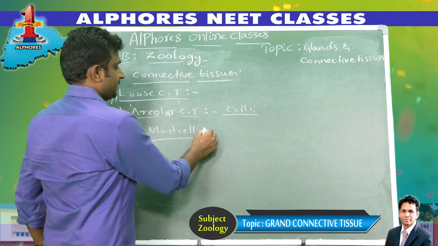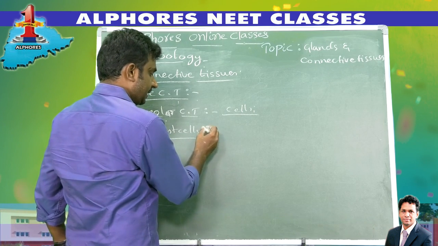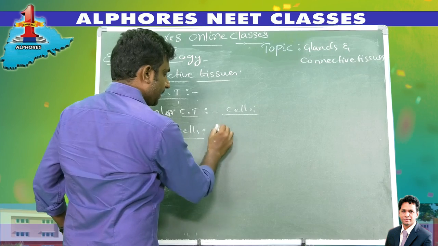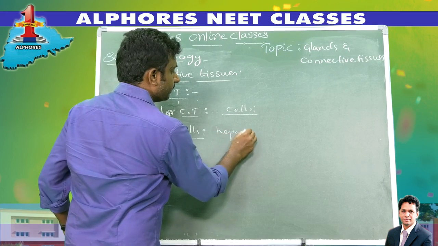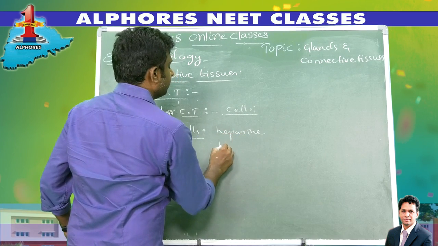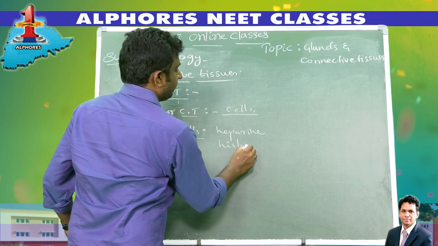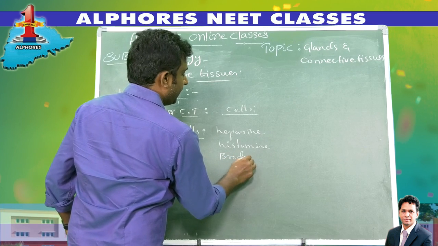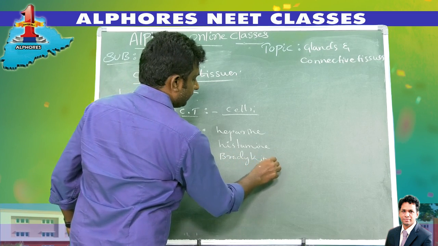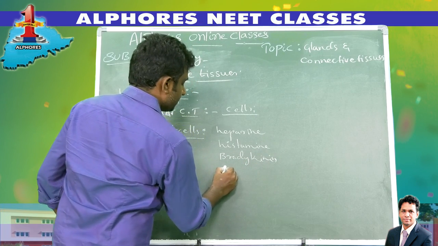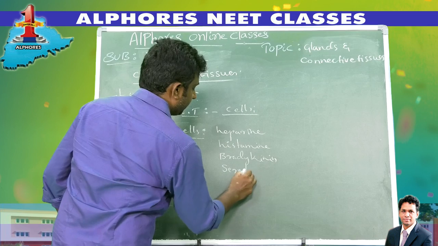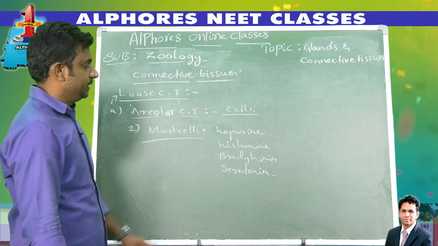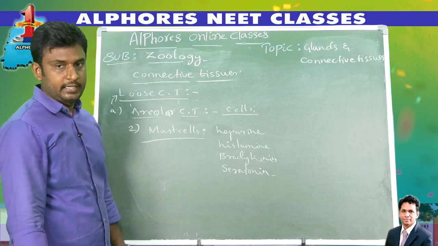So mast cells secrete heparin, histamine, bradykinin, and serotonin. Again, heparin, histamine, bradykinin, serotonin.